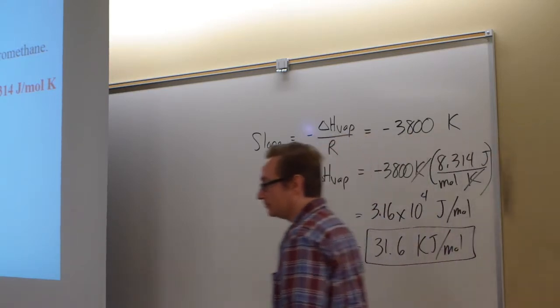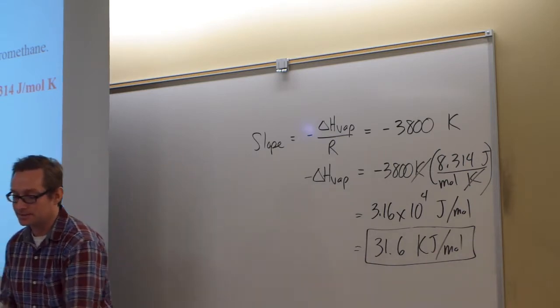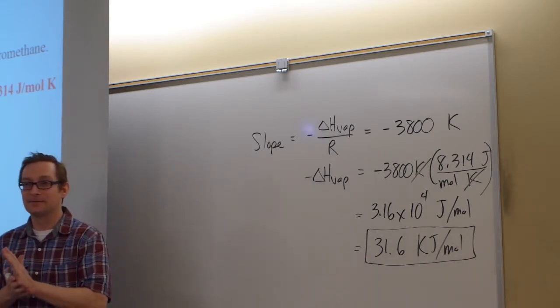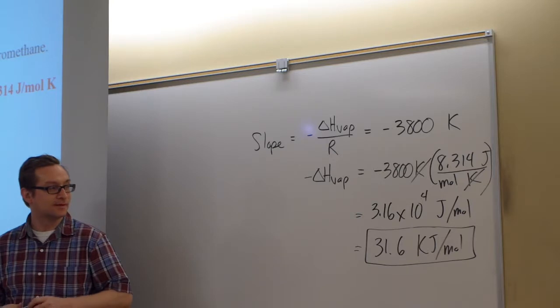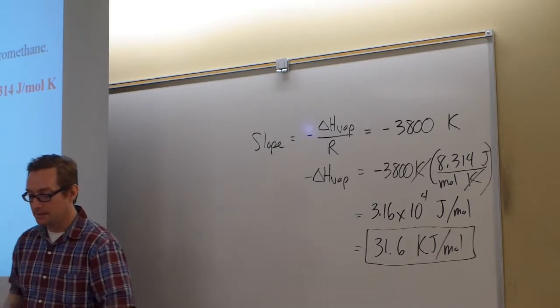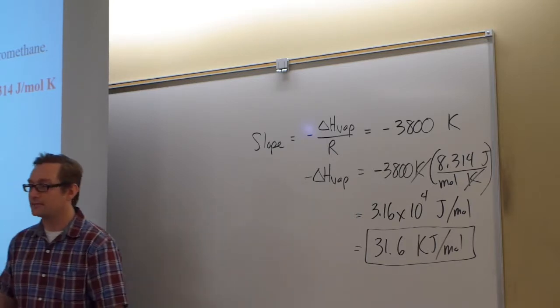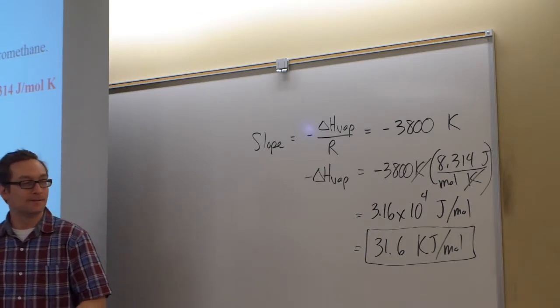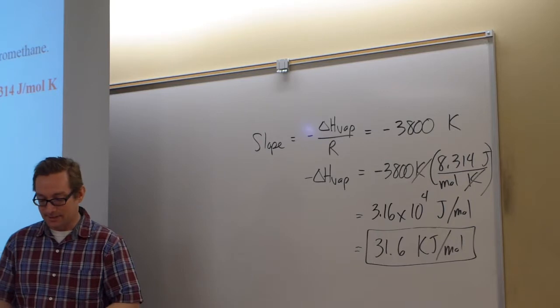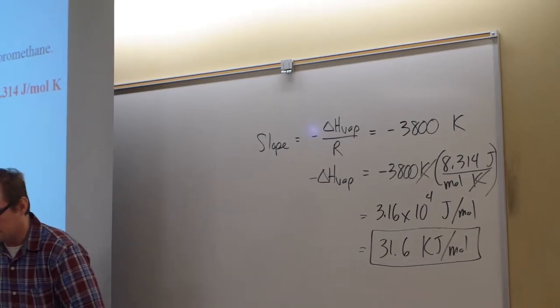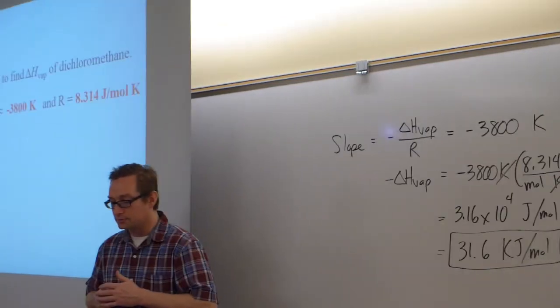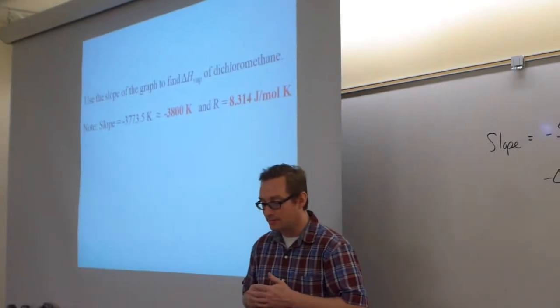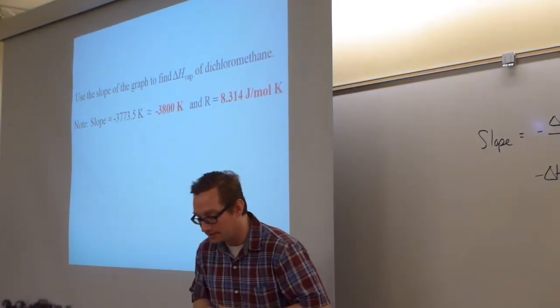So it's not really a hard kind of problem. You just got to do a little bit of graphing. I kind of like problems where you have to graph things. It's like, oh, I got to process data, analyze it, make sense of it. Right. So it takes 31.6 kilojoules to vaporize 1 mole of this dichloromethane.